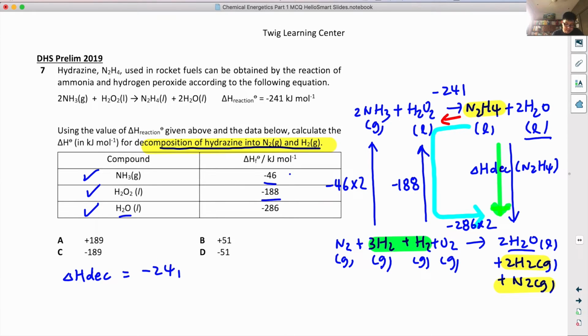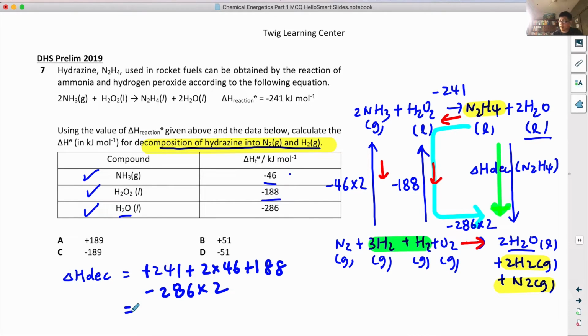Notice these two are also going in the opposite direction, so I'm going to change them to a plus. So it's going to be a plus 2 times 46 plus 188. Can you see that? This one is in the same direction, so you don't have to change the sign. You just write minus 286 times 2, and that's it.